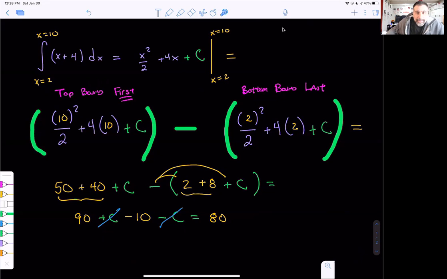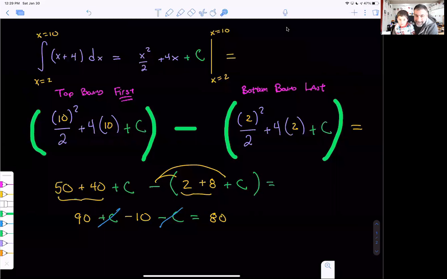That's right. Now, the integral is the ultimate adding machine. You heard it from the man. The integral is the ultimate adding machine.